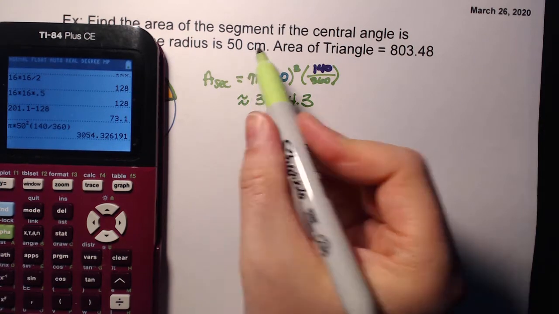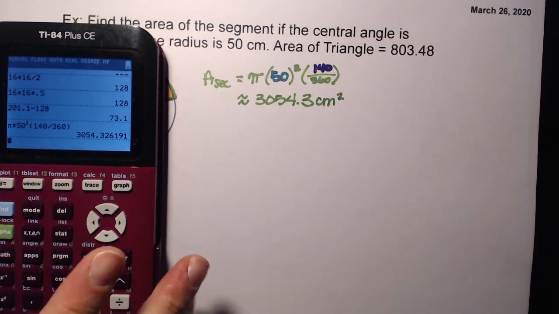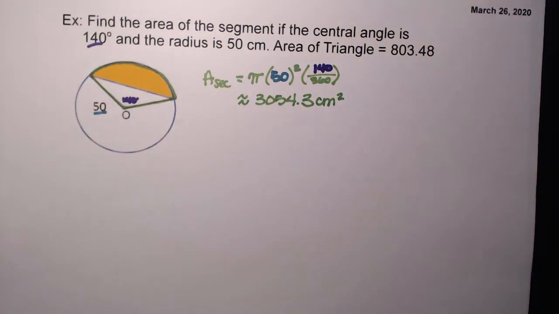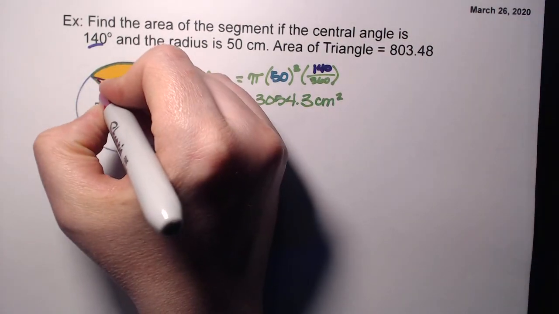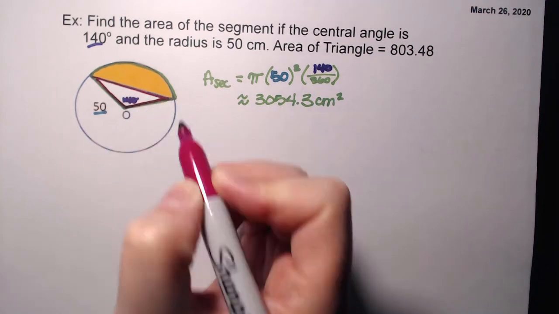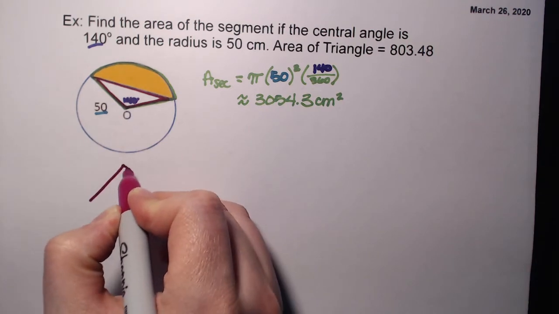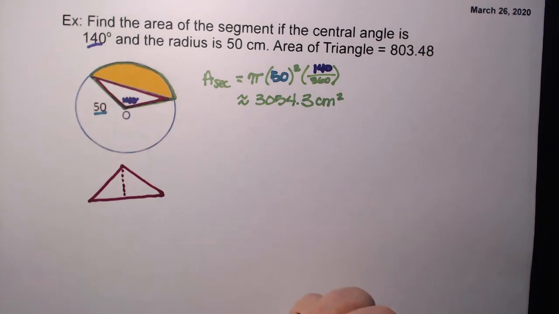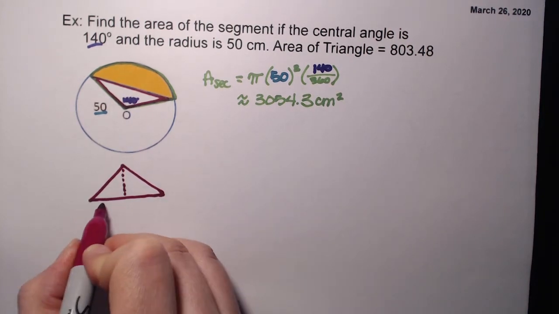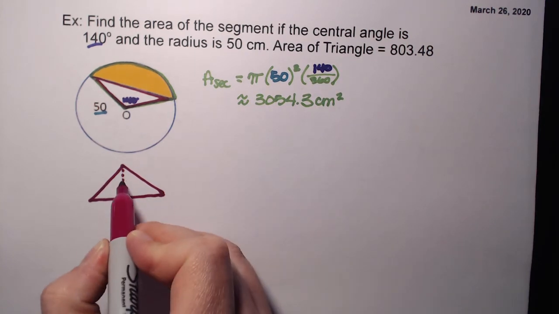And it did give me units, centimeters. Okay, now we need to find the area of the triangle, and that's going to be a little more difficult because it's not a right triangle. So I'm going to actually redraw that right here. Okay, so I don't know the length of this base piece, and I don't know the length of the height.